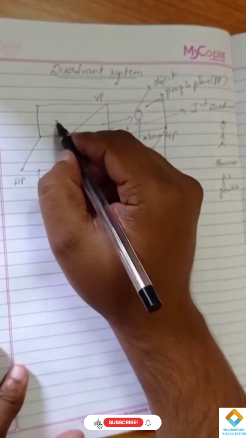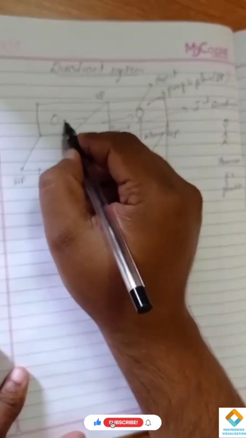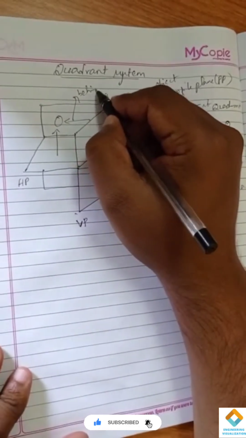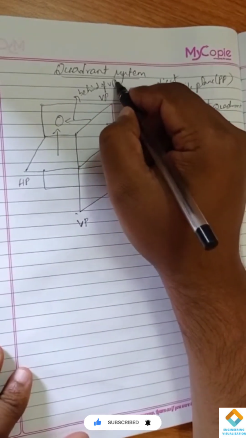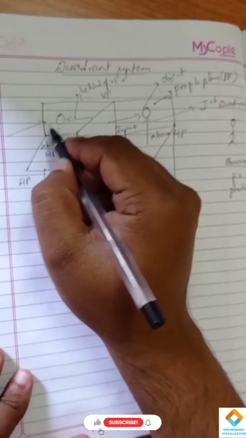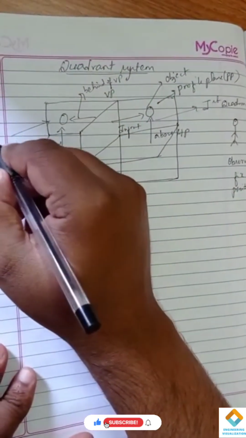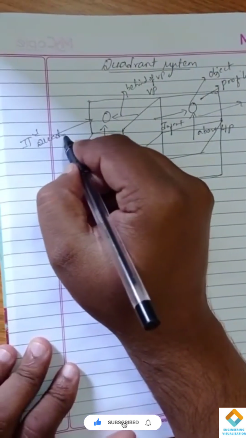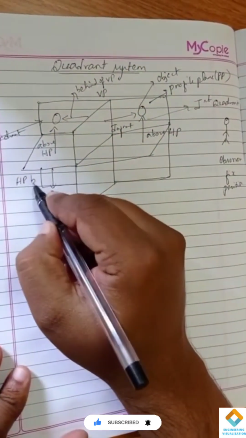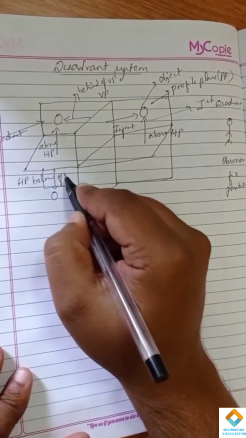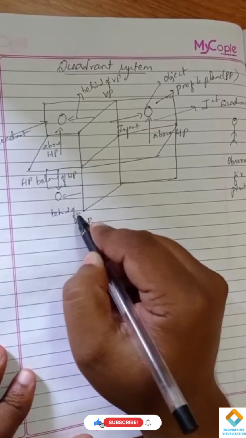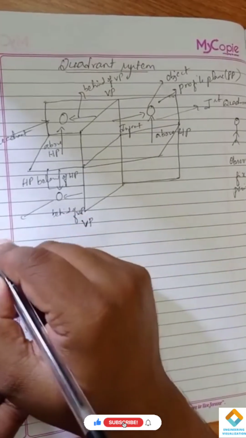Now we are going to place the object in the second quadrant. The position of the observer will be fixed. So the observer is looking at the object behind the VP and above the HP. That is our second quadrant. You can see that the position of the observer has to be fixed here. Now we are keeping the object here. Now the observer is seeing the object below the HP and behind the VP. That is our third quadrant.